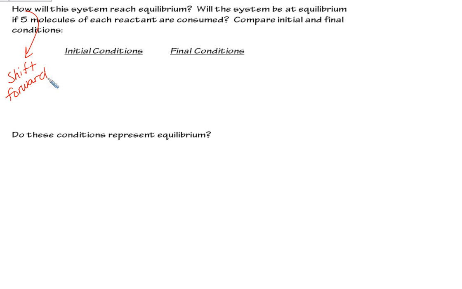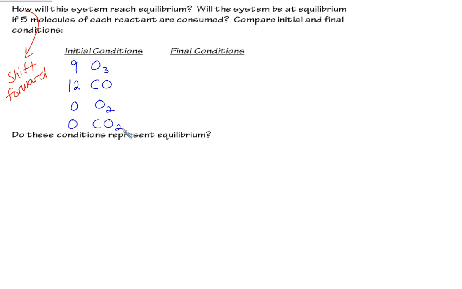Because there can't be anything at zero when the system is at equilibrium, because then the forward and the reverse are both occurring. Will the system be at equilibrium? Oh, interesting. If 5 molecules of each reactant are consumed, compare initial and final conditions. All right, so here's what they're telling us. Our initial conditions were 9 O3, 12 carbon monoxide, and no products, no carbon dioxide.